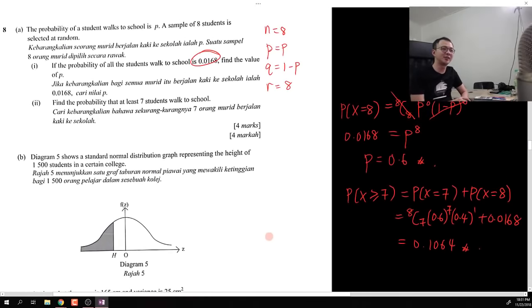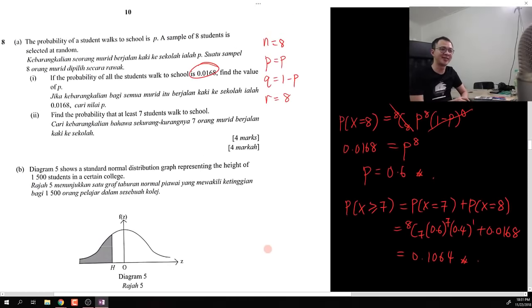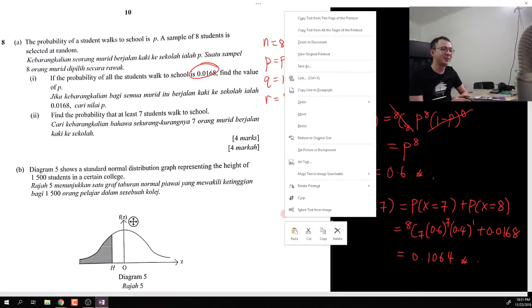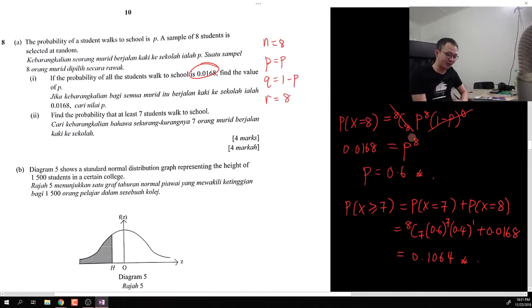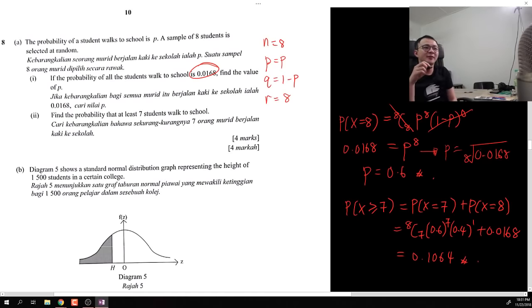So how to get P equal to 0.6? You just take the 8th root. That means you move the 8 to the other side. Here, one more step, you move the P to the other side. It's just the 8th root of 0.0168, and then you type it in the calculator. The calculator will easily tell you P equals 0.6.